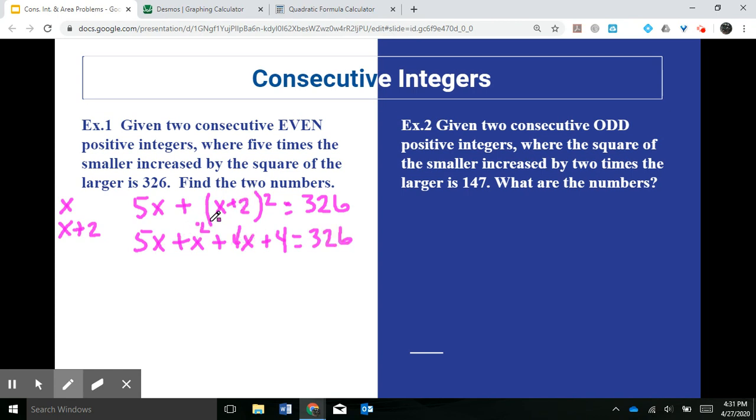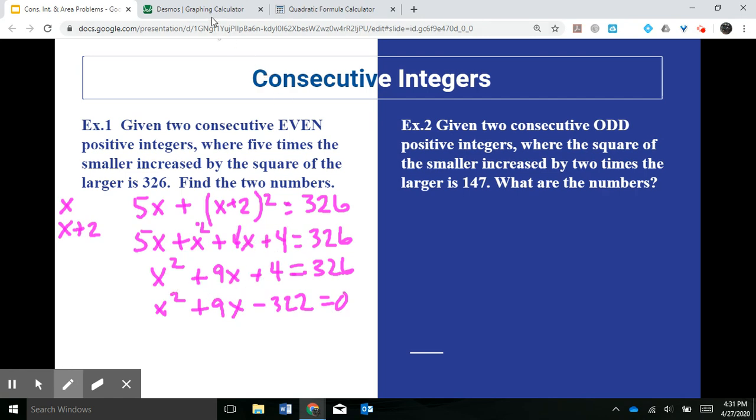All right, so now I'm still cleaning this mess up. I've got like terms, so x squared, the 5x, and the 4x are like terms, so that's plus 9x plus 4 equals 326. All right, almost done. I can't put it in Desmos until I get this 326 over to this side. So that's x squared plus 9x minus 326 plus 4, which is negative 322. So now I have it to where I can put it in Desmos.